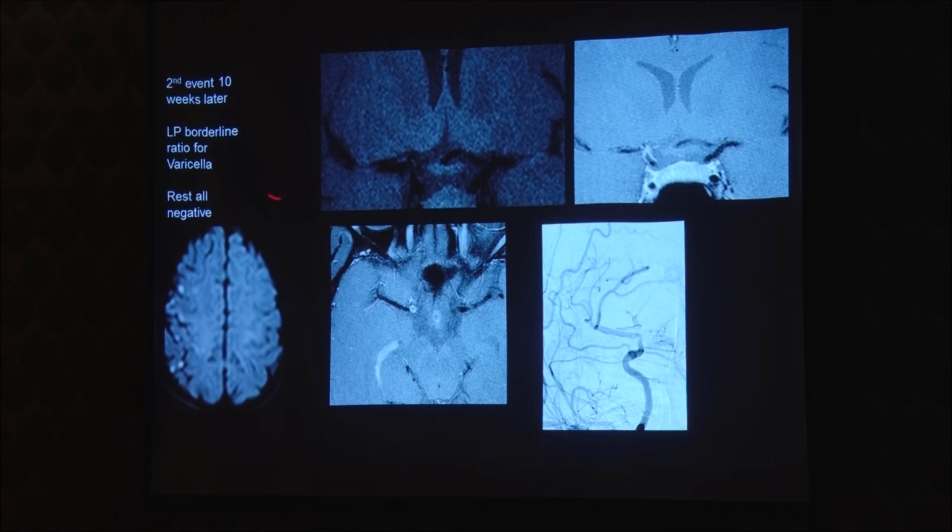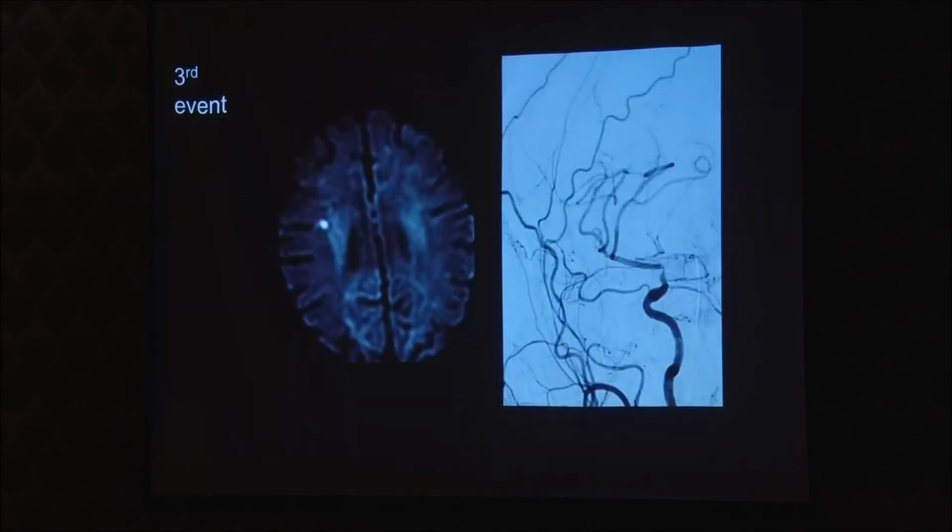There is some borderline ratio for varicella VZV. Again, you see very thick concentric enhancement, grade 2 enhancement here, and there is increase in the narrowing. And third event, again after a few days on antiplatelets, the artery is further narrowed down. So in this particular instance, we think it is vasculitis only. I don't think it is atherosclerosis with this rapid progression over weeks.